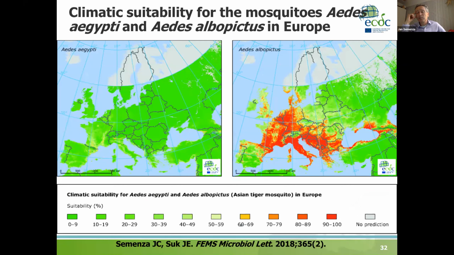climatic suitability for this particular vector, for Aedes albopictus and aegypti. And on the right panel, you can see that the climatic suitability for Aedes albopictus is very high, and we can potentially even see it in Denmark and southern Sweden, maybe even southern Norway, based on this analysis here. It hasn't arrived there yet, but potentially this ecologic niche is available for Aedes albopictus.